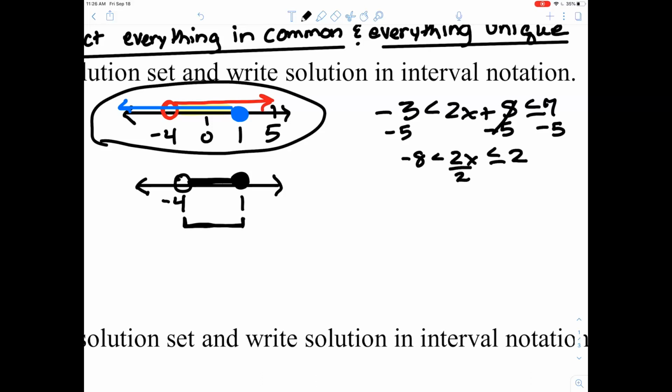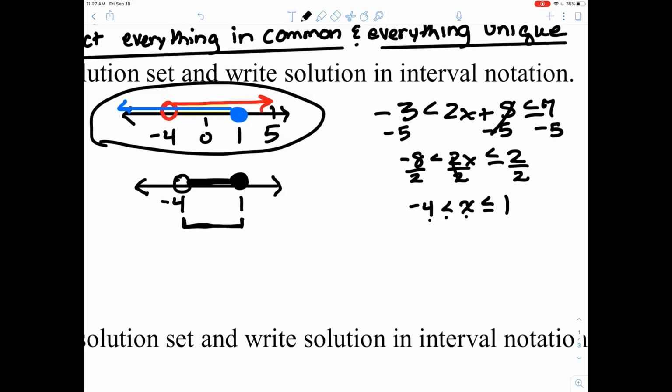And then continue to isolate x, so we'll divide every section by 2, and we get -4 is less than x, right? So that means x is greater than -4, is less than or equal to 1, and x is less than or equal to 1. So that would look like this.